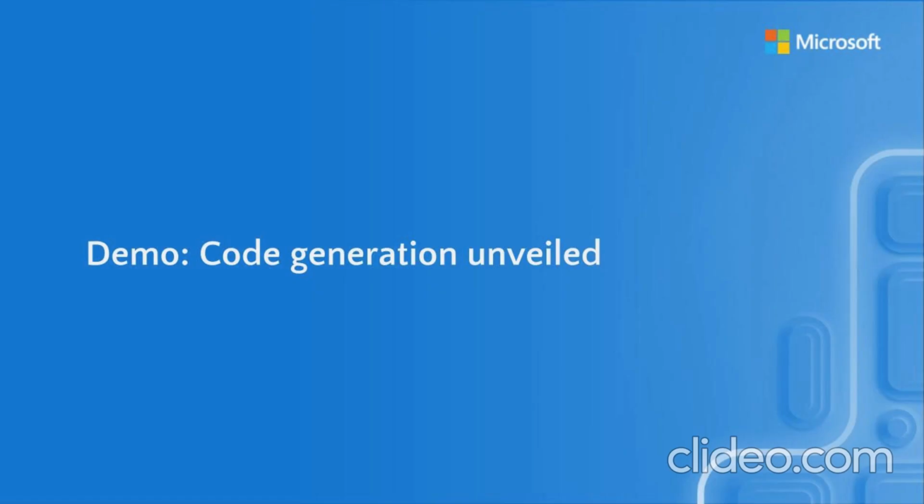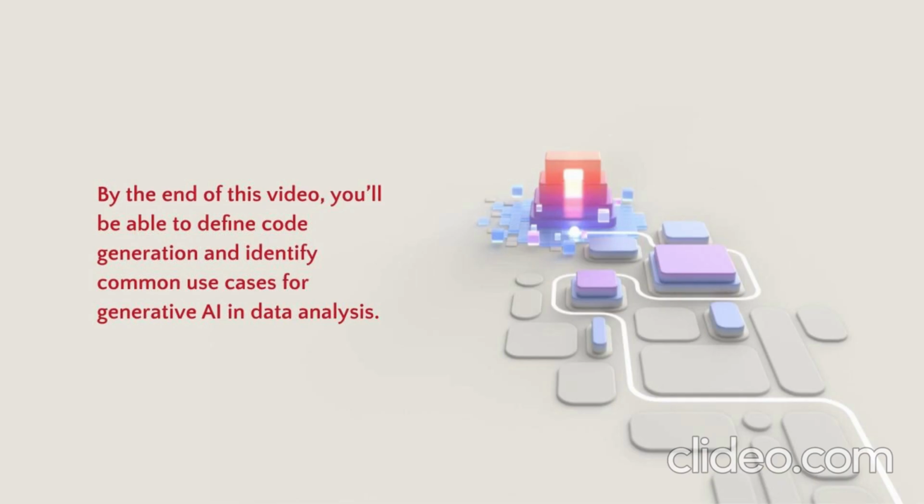Welcome to an exploration of code generation with generative AI. In this video, we'll go beyond the traditional methods of coding and witness how AI is changing the way we write, optimize, and even debug code. We'll display how AI-powered tools can generate code snippets, complete functions, and even entire programs, all based on natural language descriptions or prompts. By the end of this video, you'll be able to define code generation and identify common use cases for generative AI in data analysis.